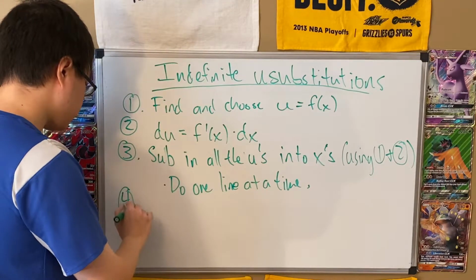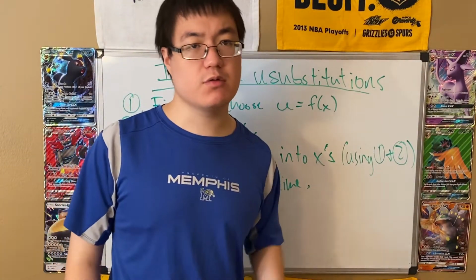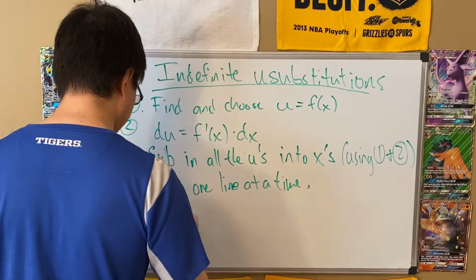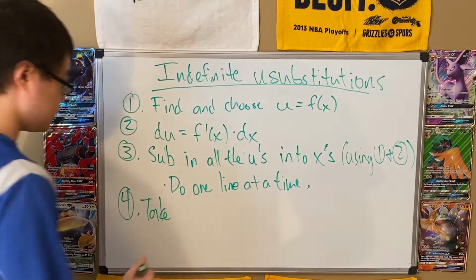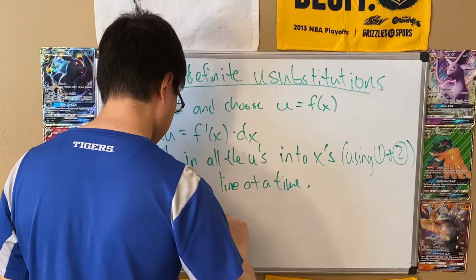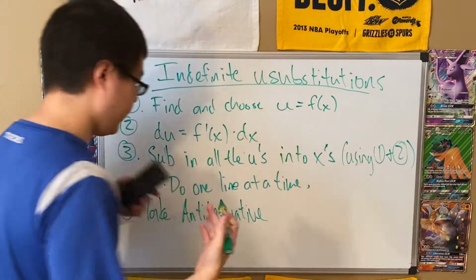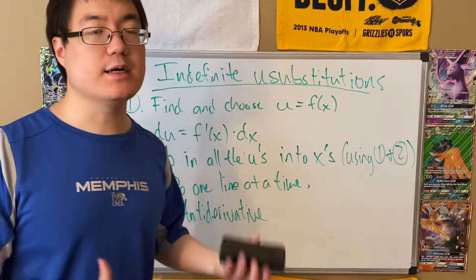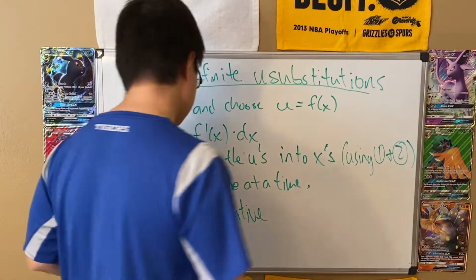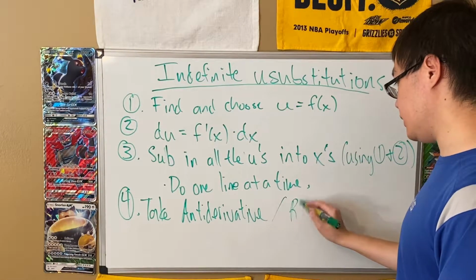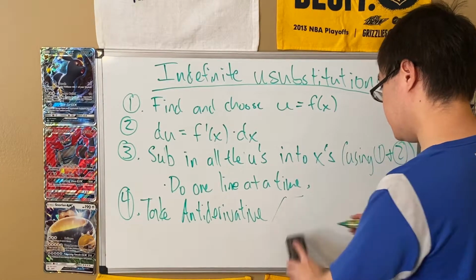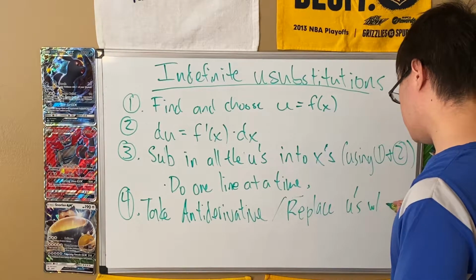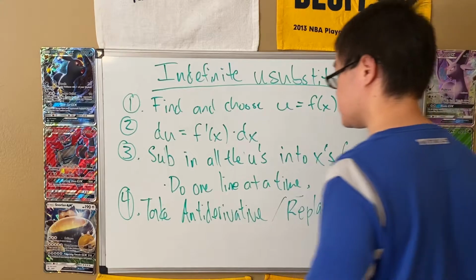So step 4 is actually going to be one of the easier steps because it's the step that we're used to. Step 4 is going to be take the antiderivative. By step 4, you need to have only u's, and it will be an easy antiderivative. You'll know that you have done it right because you'll be able to take this antiderivative. And finally, after you take the antiderivative, just replace the u's back with x's. So that's all it's going to be.